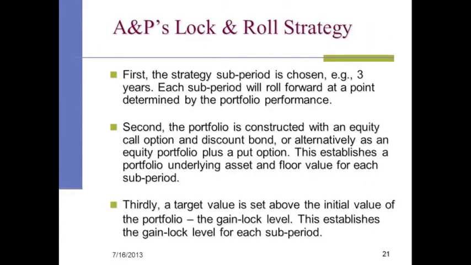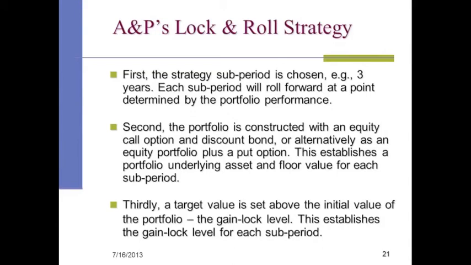What we call the strategy that we're going to show is called lock and roll, and the reason will be pretty obvious. But first thing in the lock and roll strategy is the selection of a sub-period. We're going to illustrate 3 years. It doesn't have to be 3 years.